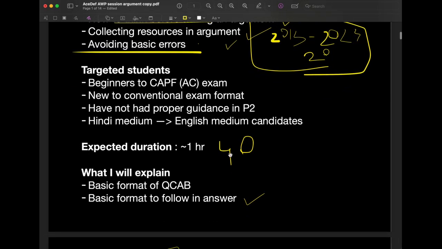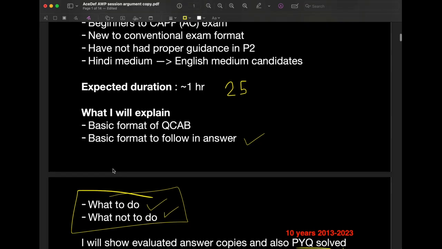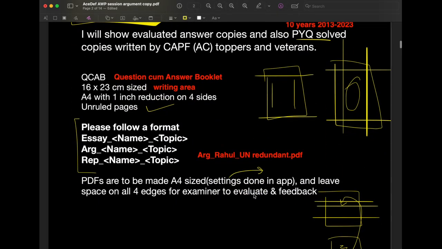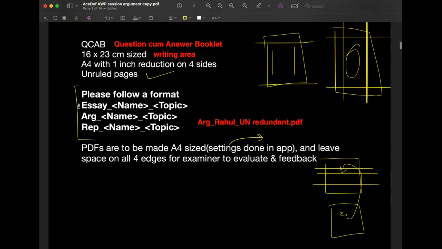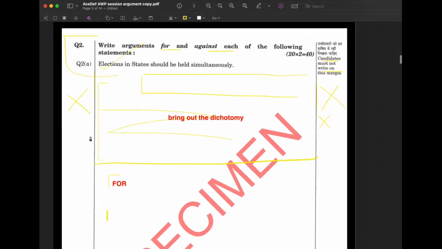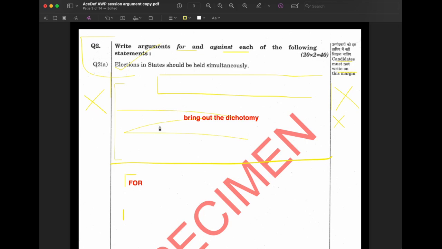Then targeted students, you already know. The expected duration of this will be very less. It will be very short, around 25 or 30 minutes maybe. And the basic format and QCAB, you know. What to do has been told to you. What not to do is what we will discuss right now. So that is the aim. You already know the QCAB, you know the spacing, you know the name format that is to be followed, you know how to make a PDF out of it. I'm just skimming through so that I'll summarize this within 5 minutes.